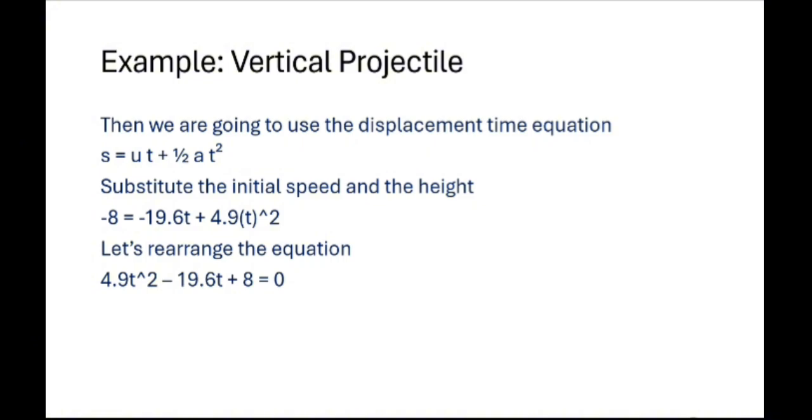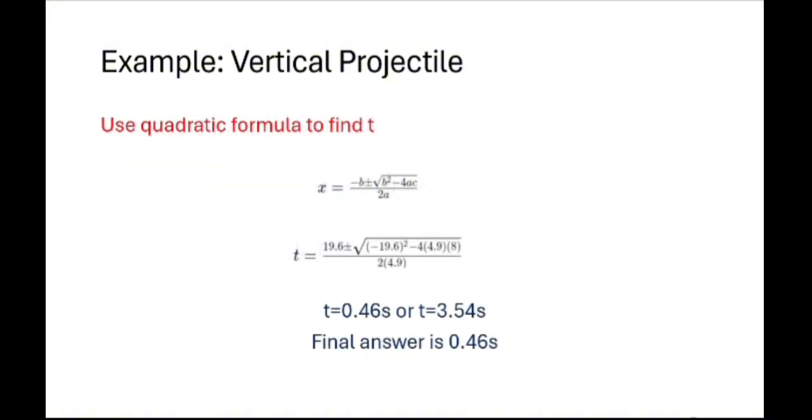Now, for those who love maths, they know that this is basically a solve for x equation, but in our case, it's just going to be solve for t, right? So you're going to use the quadratic equation, which is going to be like this. After using the quadratic equation, you're going to substitute your values and find your t as 0.46 seconds, or t equals 3.54 seconds.